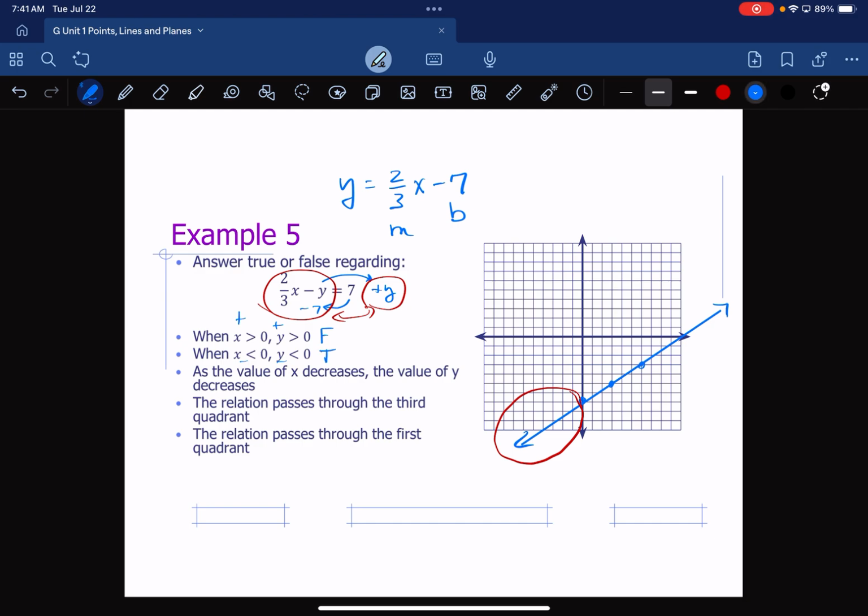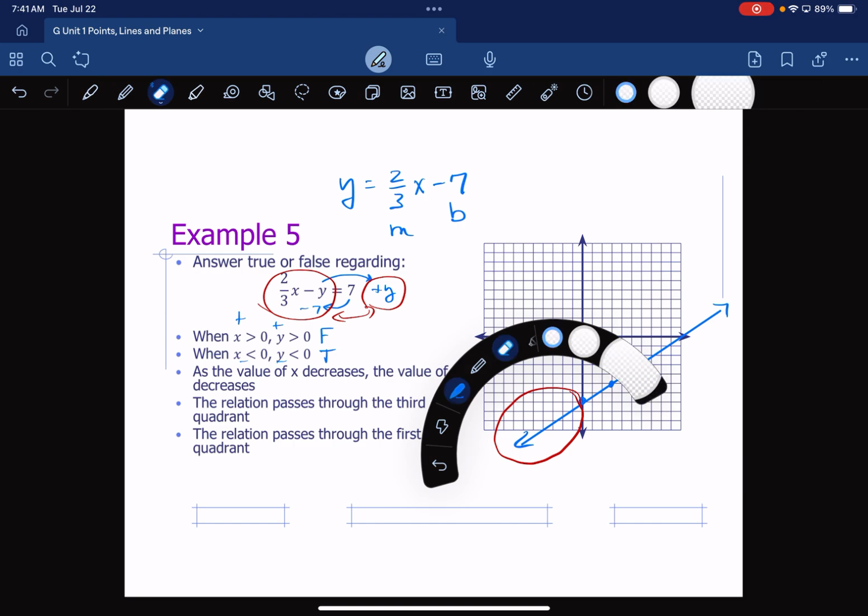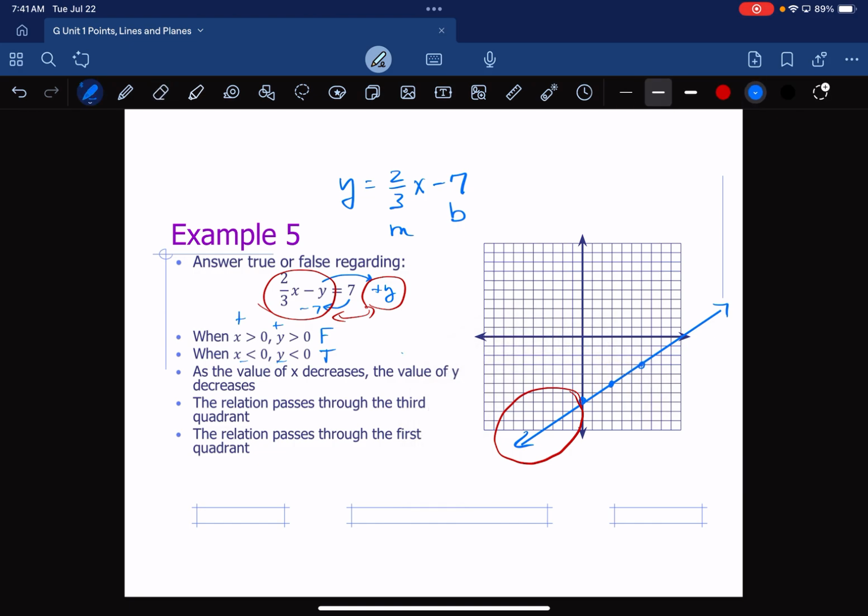As the value of x decreases, the value of y decreases. Well, if x goes left, does y go down? And the answer is yes, it does. True. The relation passes through the third quadrant. I'd say that's true. It passes through the first quadrant as well. Okay? So we're just taking what you know about graphing and then analyzing the graph and answering some questions about the values of x and y.